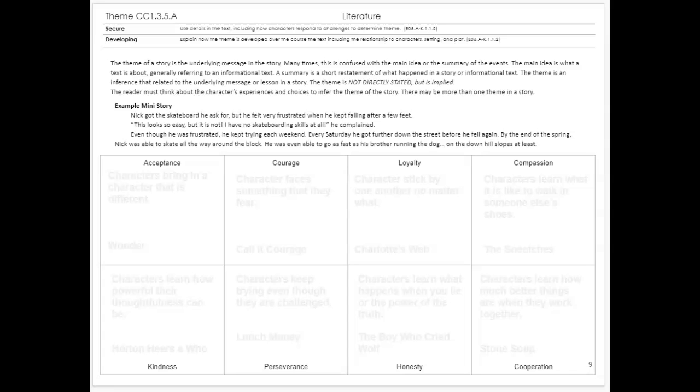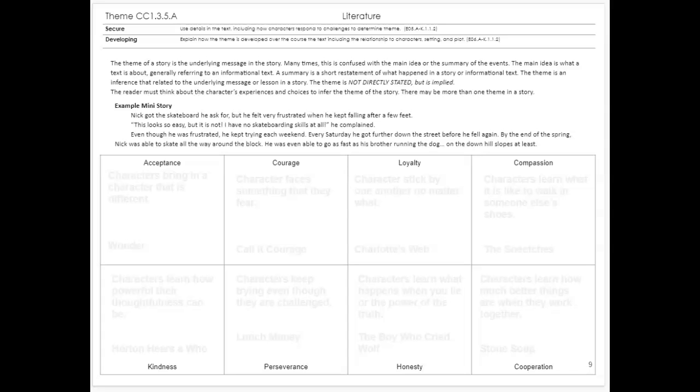Theme is an inference that is related to the underlying message of a lesson in a story. It is not directly stated, but it is implied. The reader must think about the character's experiences and choices to infer the theme of a story. There may be more than one theme in a story.